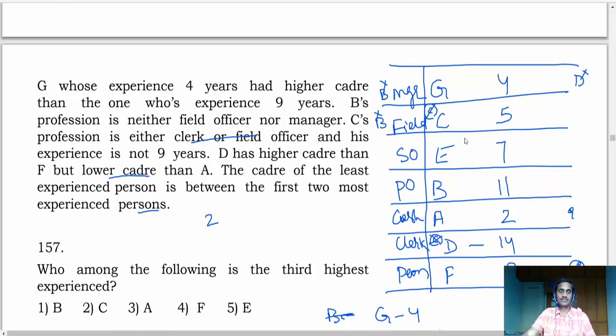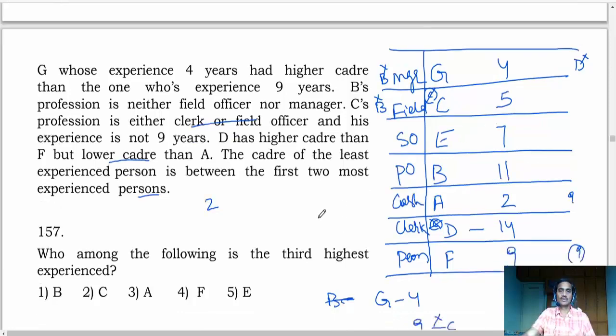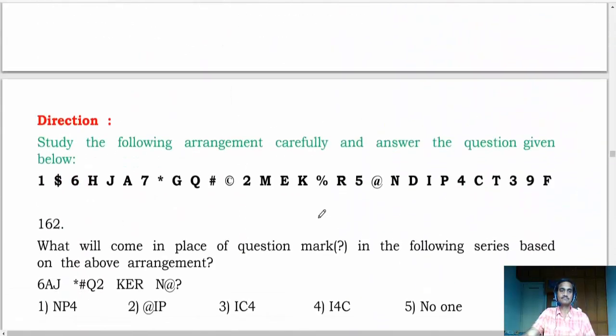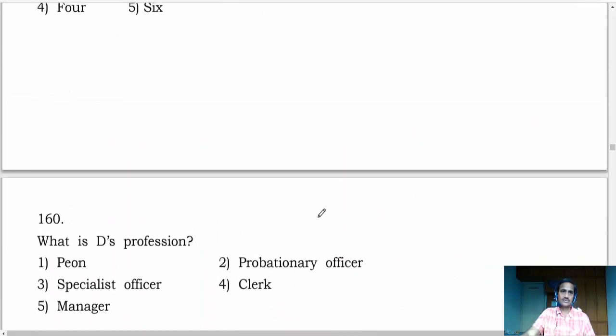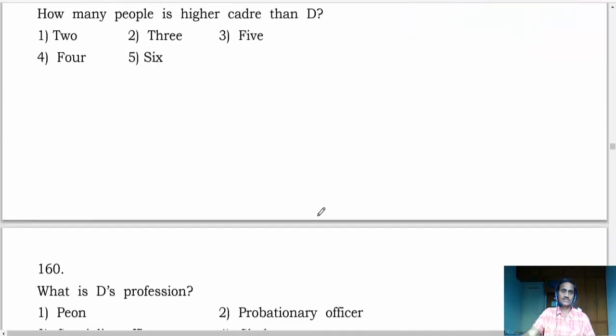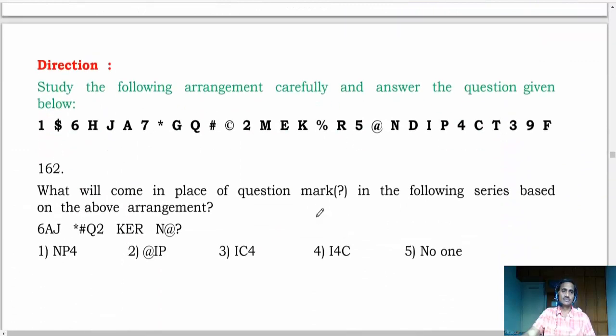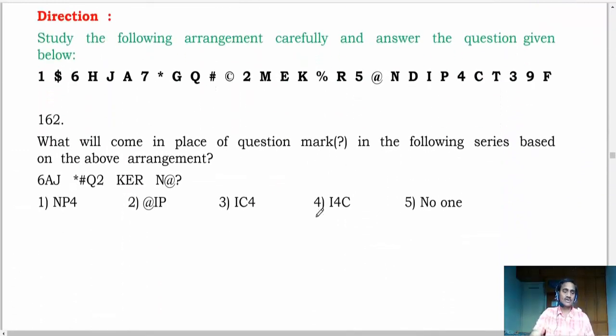One 57 to 163. Done. Then only two questions: 157 to 160, then 162. What will come in the place of the question mark? Tell me in plain terms.